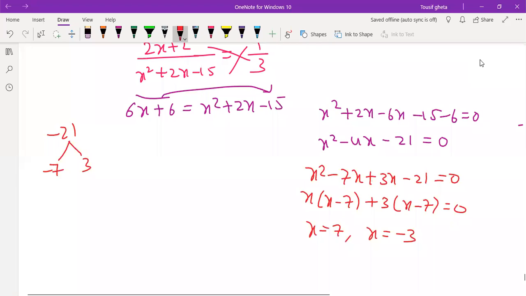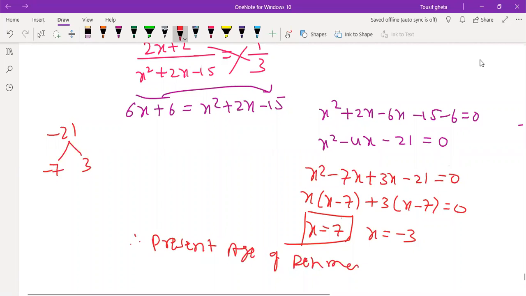Positive age will be considered. So therefore, present age of Rahman is equal to x is equal to 7 years. Finish here. It is not that tough.